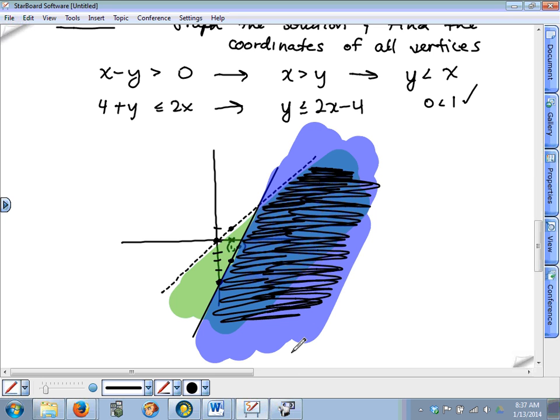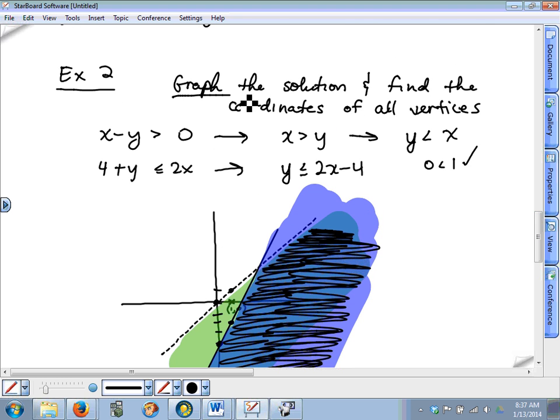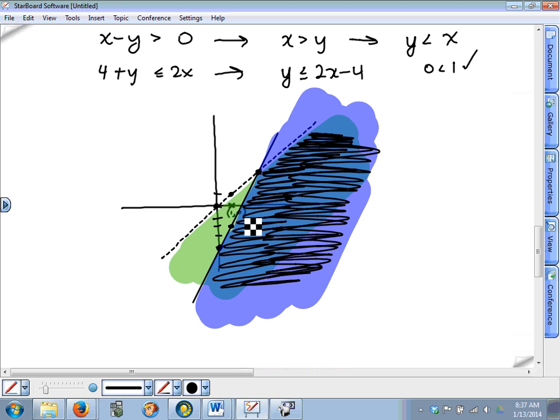Yeah, so there's the double shaded area. That's the solution to the system of inequalities, but the directions were very clear. That's the first thing you do, graph the solution. But the second thing you do, and if you forget this, you get the problem half wrong: find the coordinates of all the vertices. What that means is, where's the intersection?